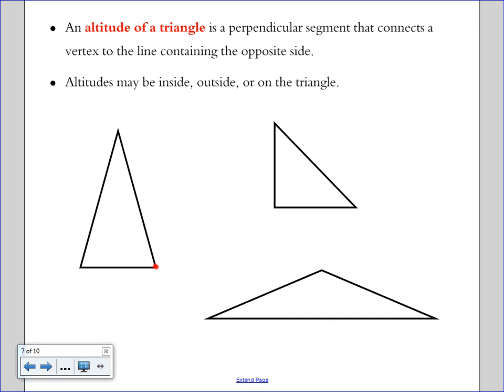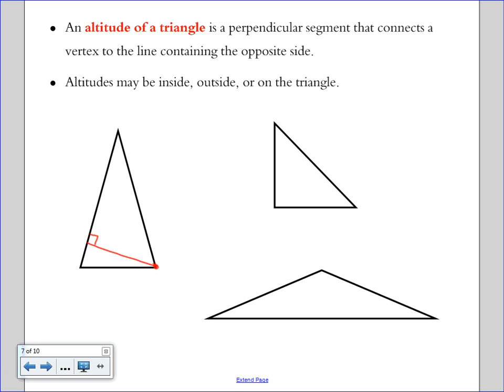Well, this time your instinct might be to go like this, but as you can see, that's not going to form a 90-degree angle with the other side. So you want to think carefully about forming a 90-degree angle with the opposite side, and you'll realize that this altitude looks something more like that, because there is the 90-degree angle with the opposite side that you're trying to create. So altitudes are some of the hardest ones to draw, just because it's not as natural as drawing some of the other ones.